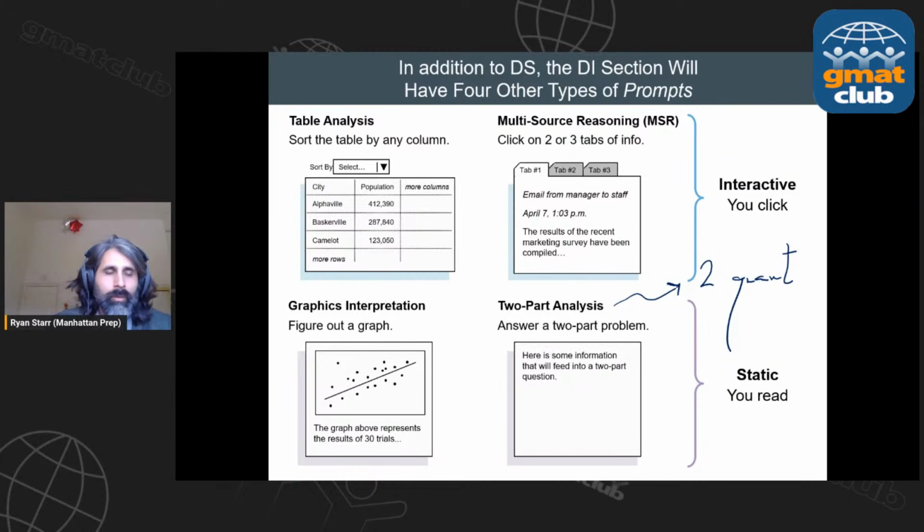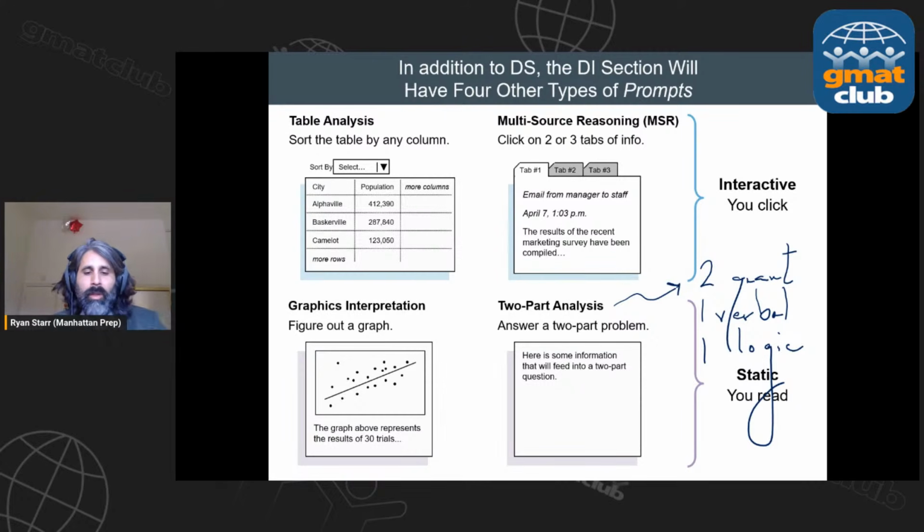The 2-part quant questions are exactly what you'd expect in normal quant problem-solving problems. The only difference is you've got to answer 2 questions at the end, like what's the value of x and y, instead of just what's the value of x. Usually then one will be on the verbal side, so kind of a critical reasoning or even reading comprehension style question. And one will be on the logic side, and those 2 together would be the 2 non-math 2-part analysis questions. All right.